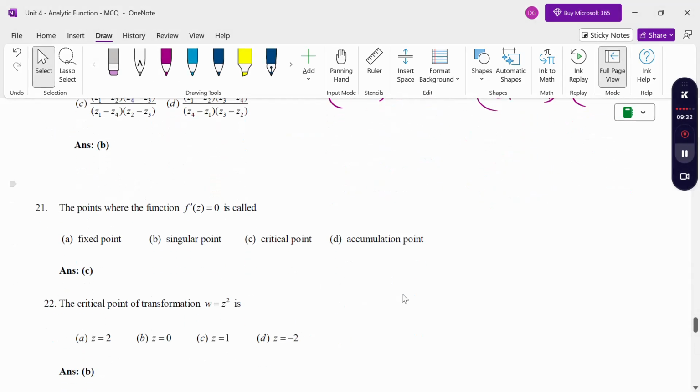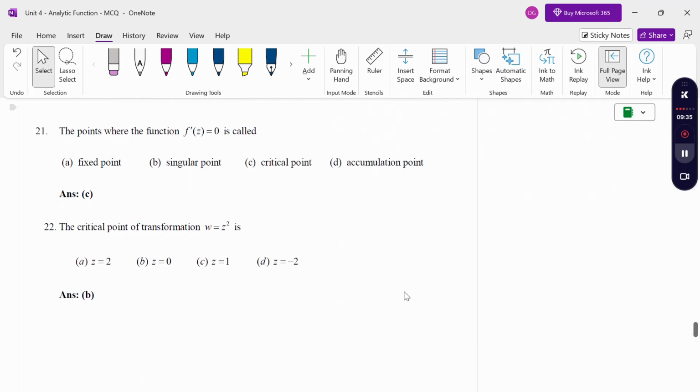So the points where the function f dash of z0 is 0 are called critical points. So for the transformation w equal to z square, z0 equal to 0 is a critical point.